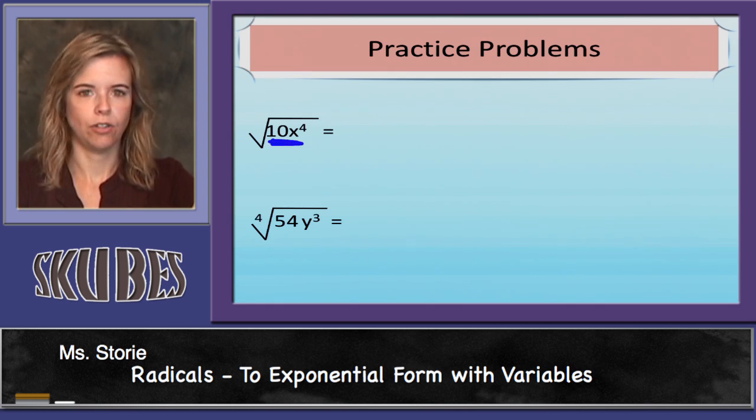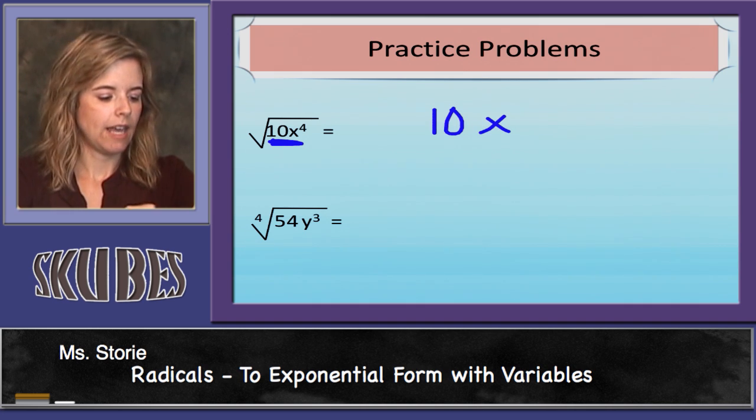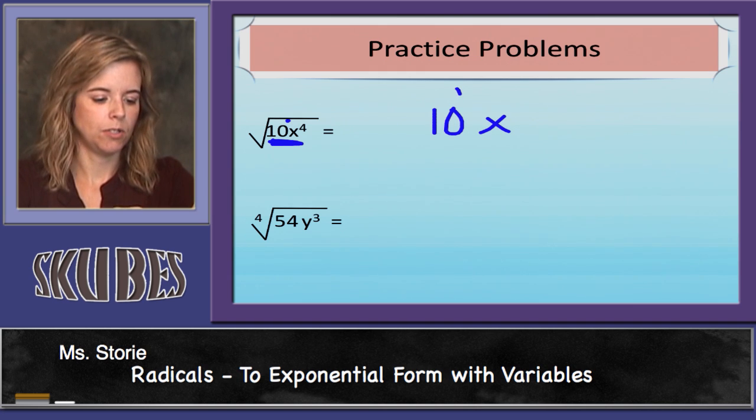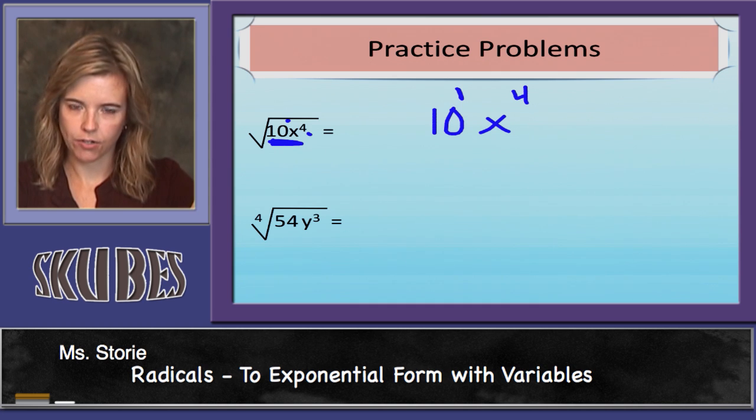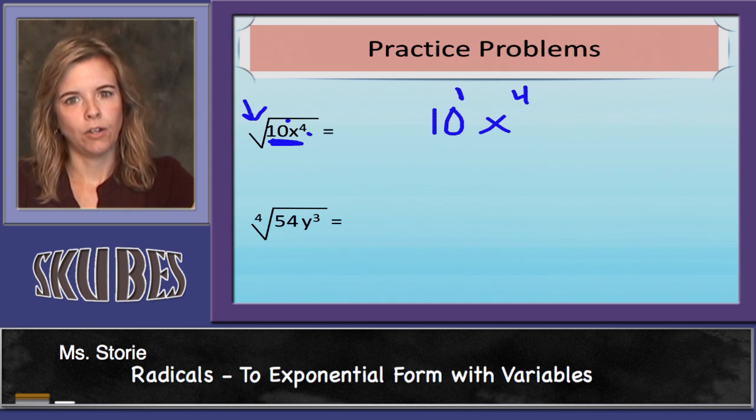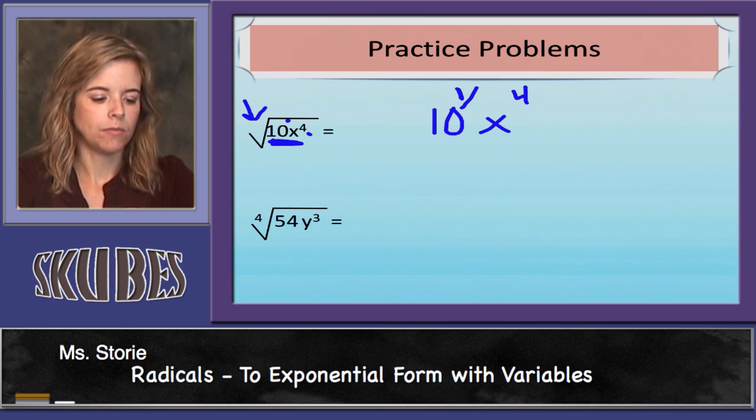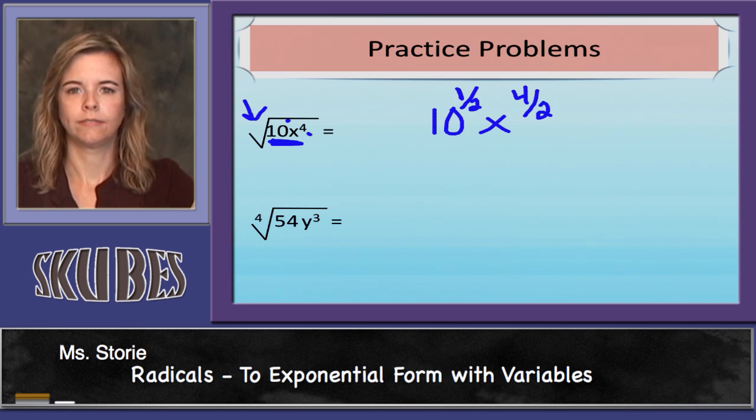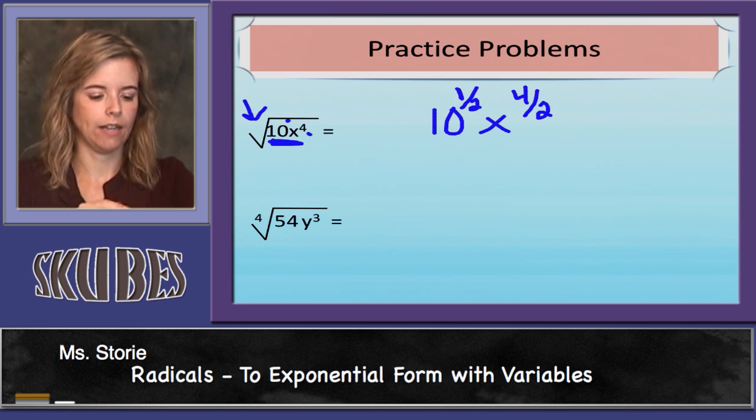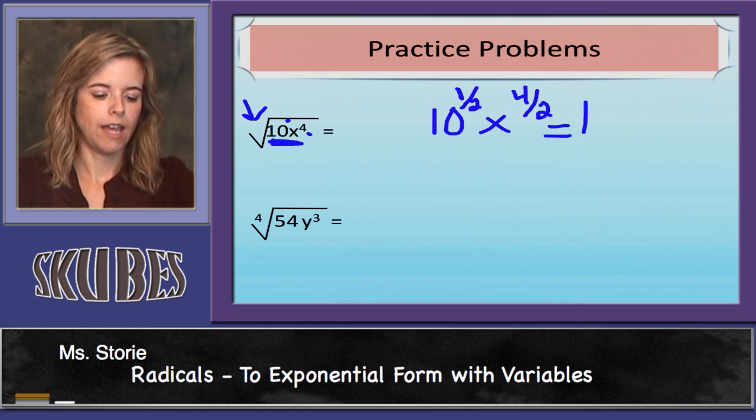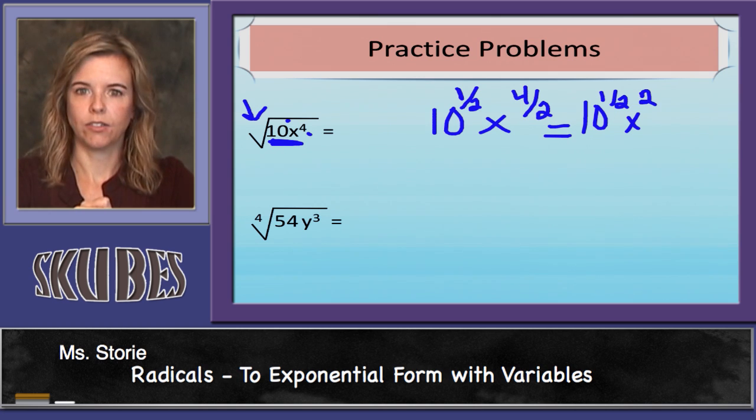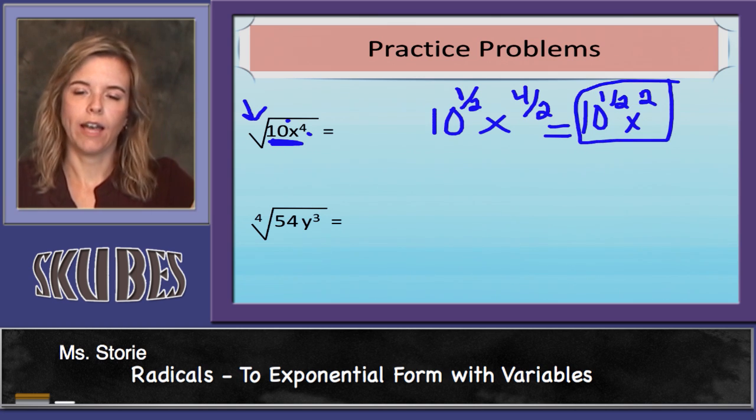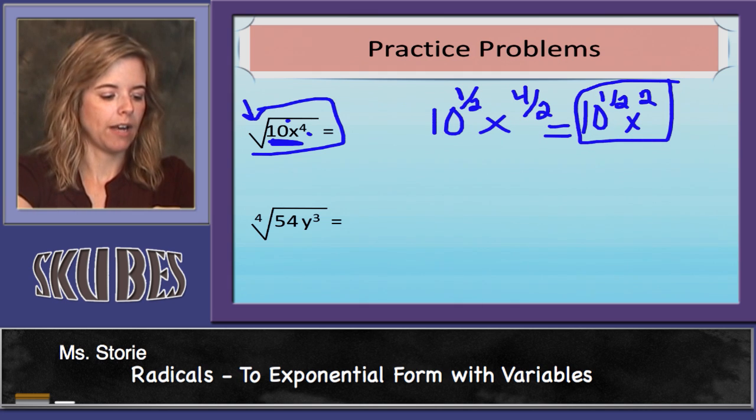Let's take a look at an example. I've got 10x to the 4th. So that means I have 10 and I have x, and those are both the base. 10 did not have an exponent, so it's assumed to be 1. X did have an exponent, so it's 4. Those both become numerators. There is no index, so we know that it means 2. The index becomes the denominator. And if you notice, 4 over 2, we can reduce that. So this would become 10 to the 1/2 and x to the 2, or x squared. This would be your exponential form of writing this radical.